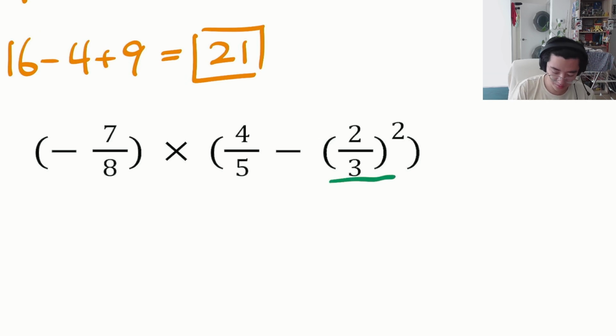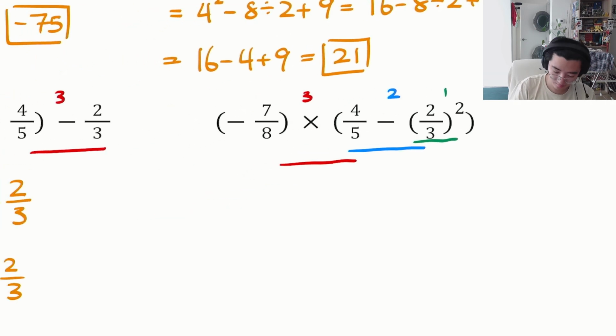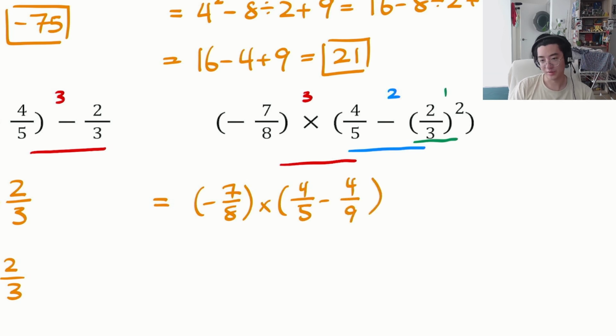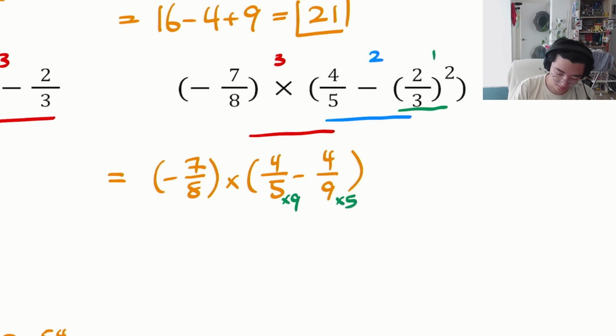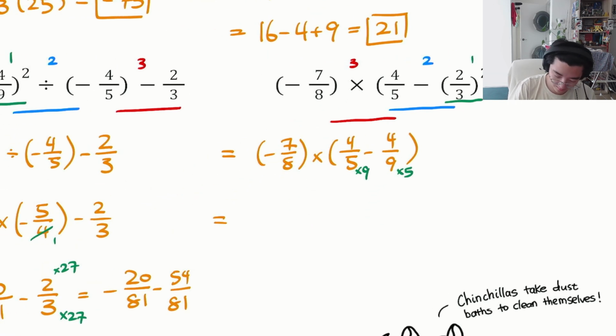So we do our exponents inside the bracket first. Then we do the subtraction inside the bracket. And then lastly, we multiply everything. So 7 over 8 remains. We got 4 over 5 minus 4 over 9. Right, 2 squared and 3 squared. Lowest common denominator is 45. So we multiply those out.